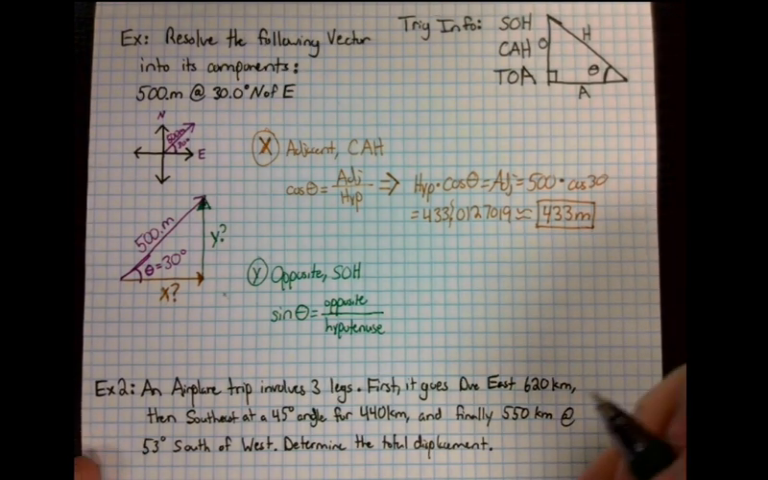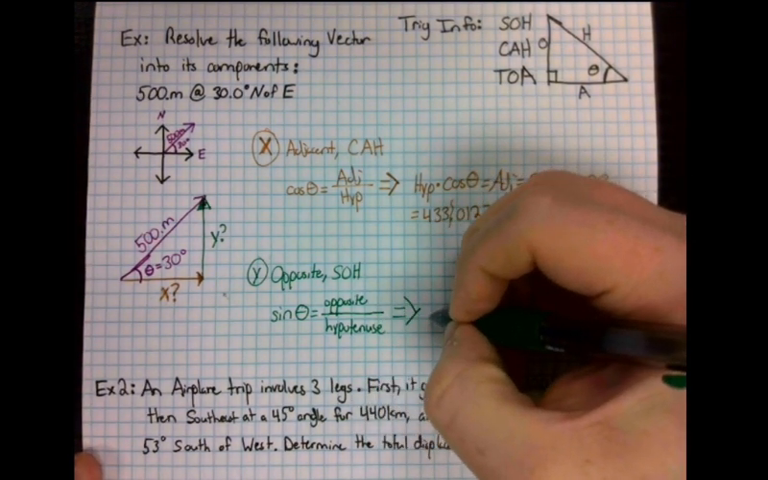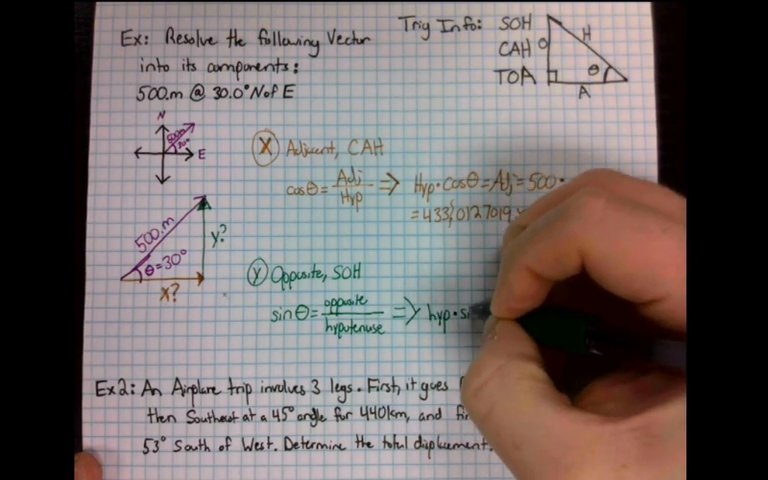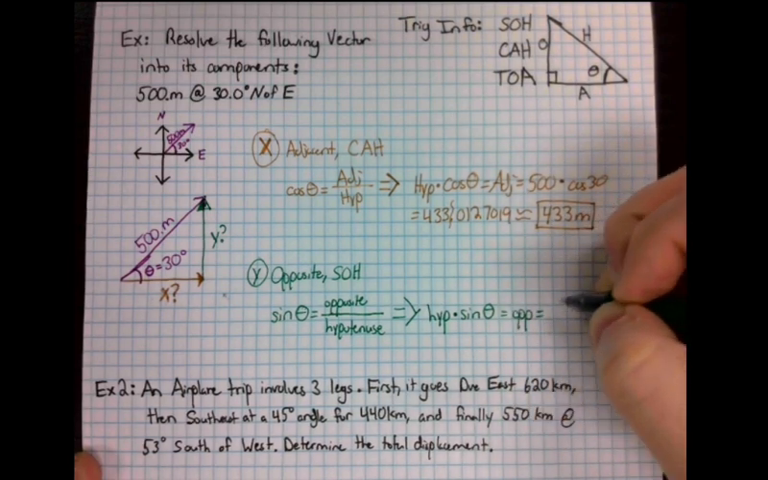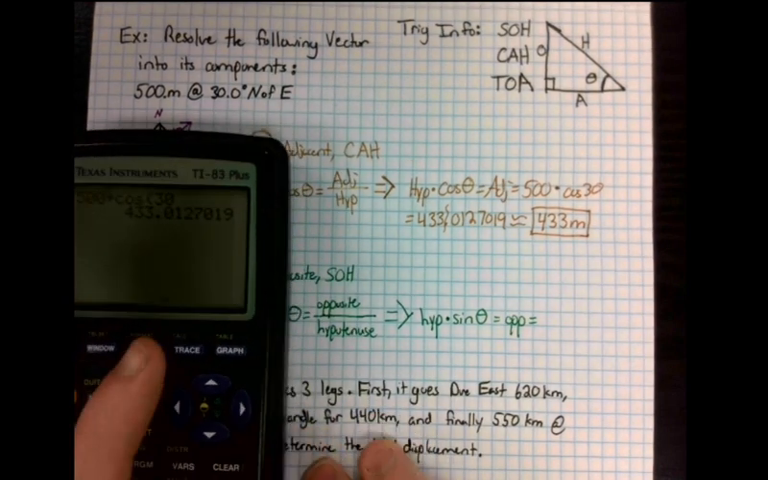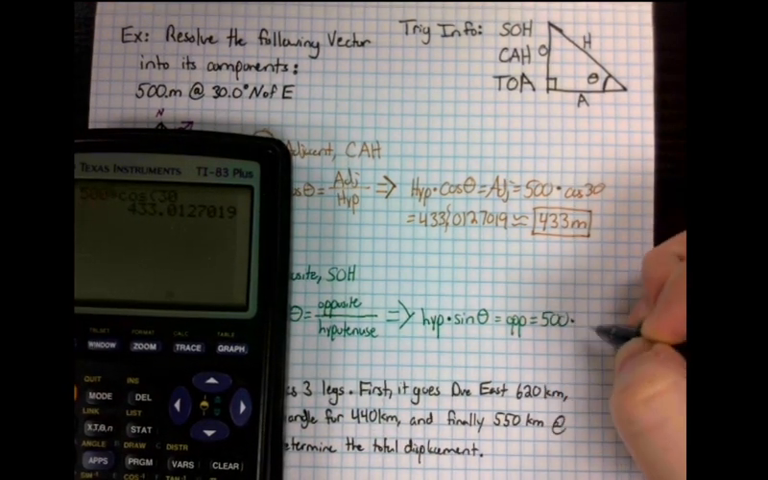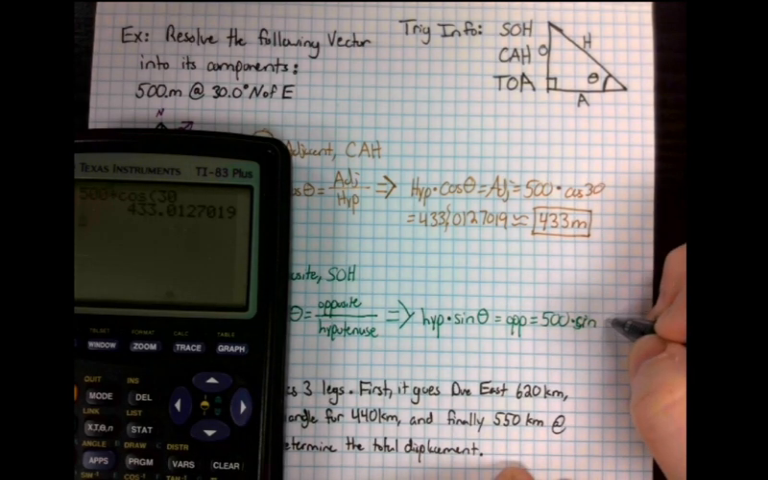We're trying to find opposite, so we're going to rearrange. If we rearrange, we get hypotenuse times sine theta equals opposite, which if we actually plug in our numbers, we'll get 500 times sine, this time, of 30.